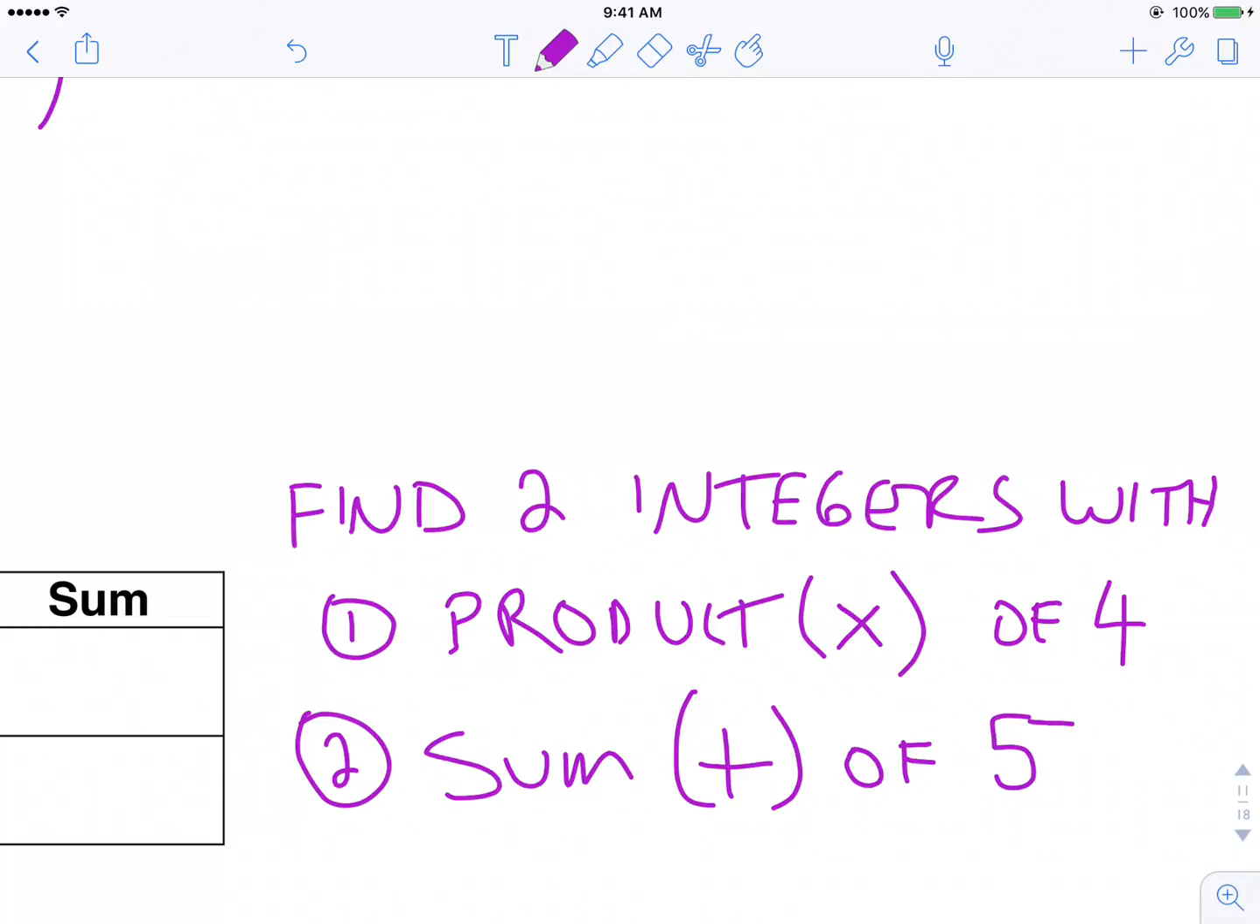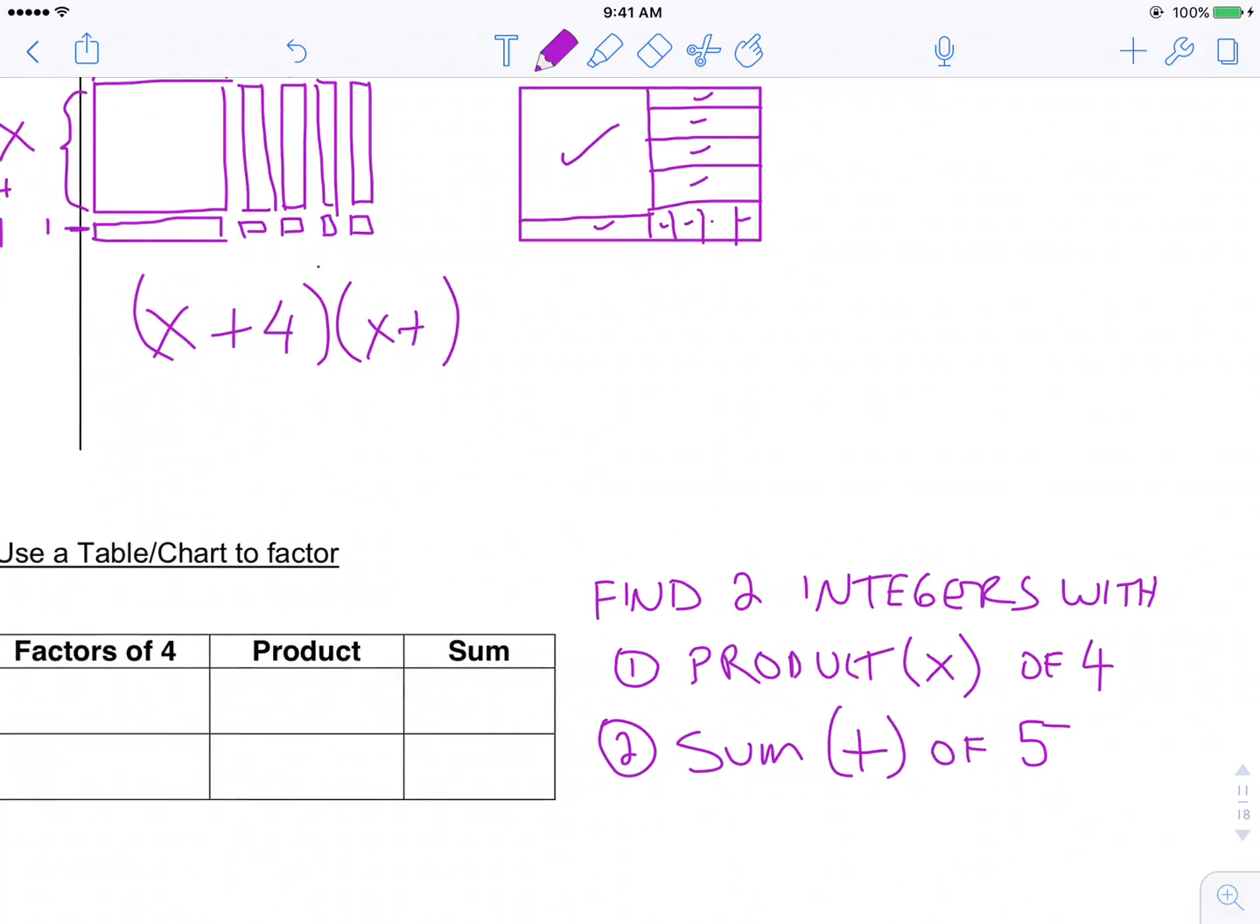And where does that 4 and 5 come from? Well, that 4 and 5 comes from x squared plus 5x plus 4. That 4 and 5 come from this 4 and this 5. Okay? Product of 4, sum of 5. And where did those come from?